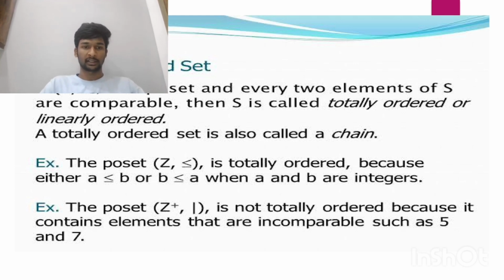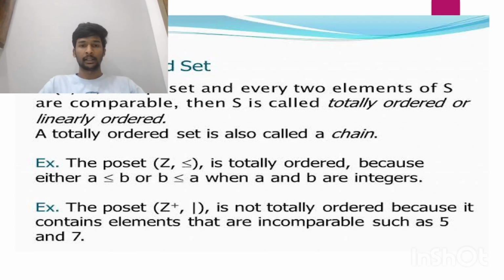Like let's take an example. The poset of integers Z is totally ordered because for elements A and B, either A is less than or equal to B or B is less than or equal to A, when A and B are integers. Let's see, these are comparable, so it is called totally ordered.